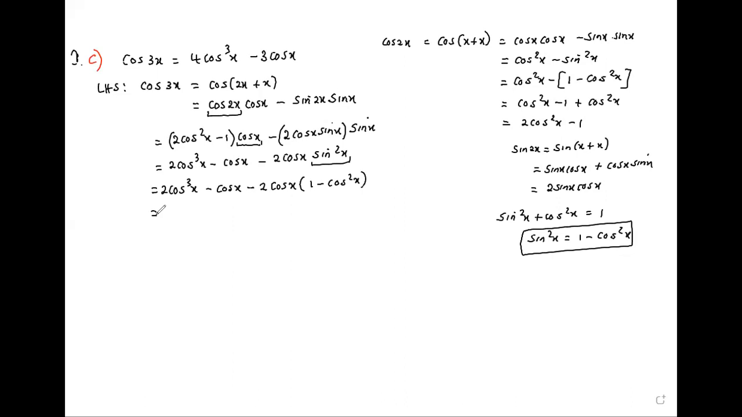So we do the expansion here. We have 2 cos^3 x minus cos x. Minus 2 cos x times 1, we get minus 2 cos x. Negative 2 cos x times negative cos squared x, we get plus 2 cos^3 x. Now we have 2 cos^3 x plus 2 cos^3 x, we get 4 cos^3 x. Negative cos x minus 2 cos x, we get minus 3 cos x. But this is the same as what we have on the right hand side. So we have done the problem.